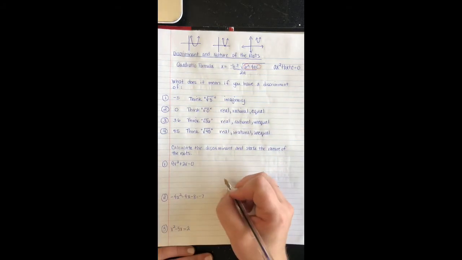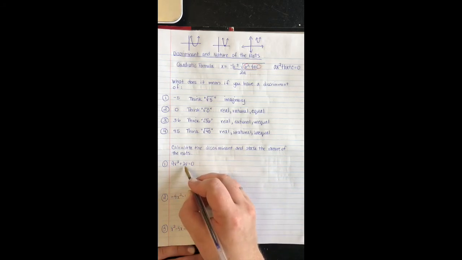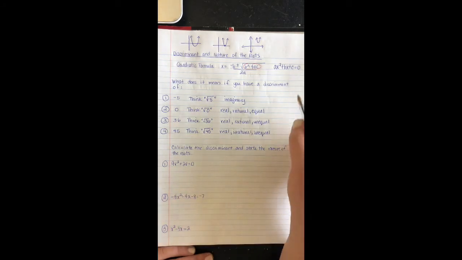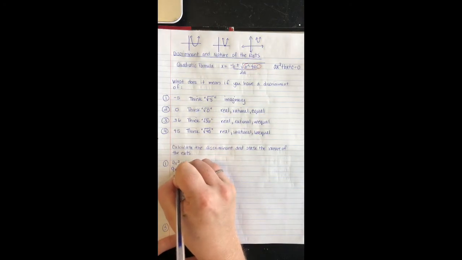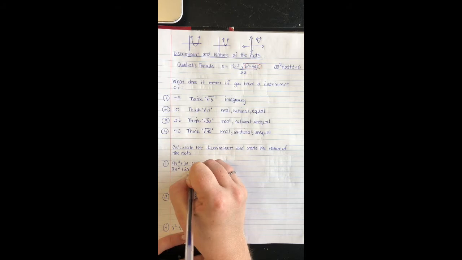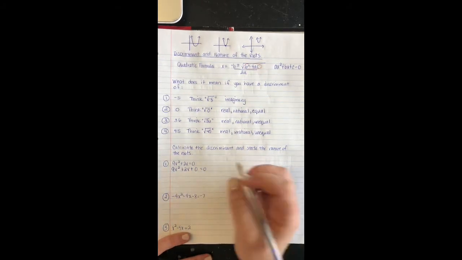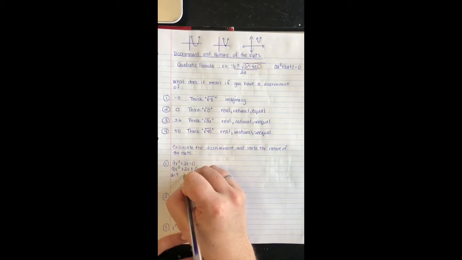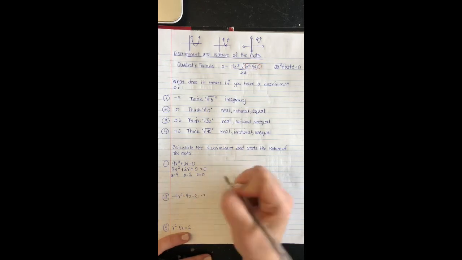So if you take a look at number 1, I have 9v squared plus 2v equals 0, so it's almost in standard form, but I'm missing that c value, so I may want to think of it as 9v squared plus 2v plus 0 equals 0. My a value would be 9, my b value would be 2, my c value would be 0.